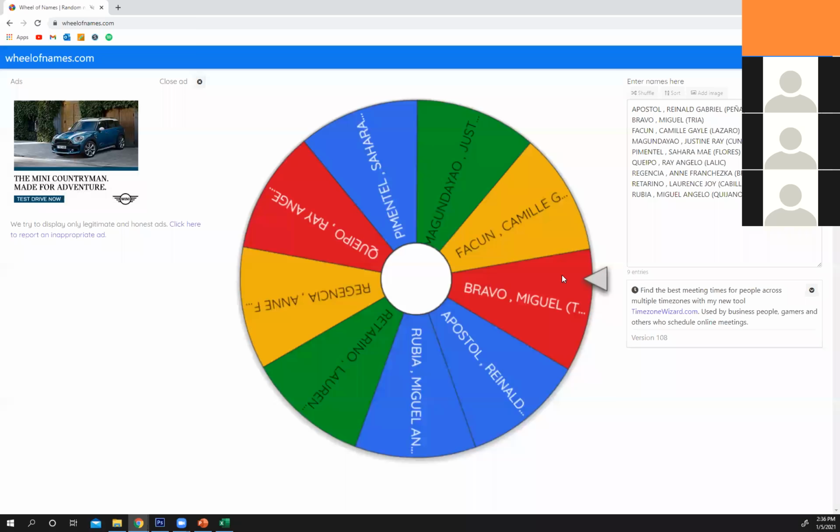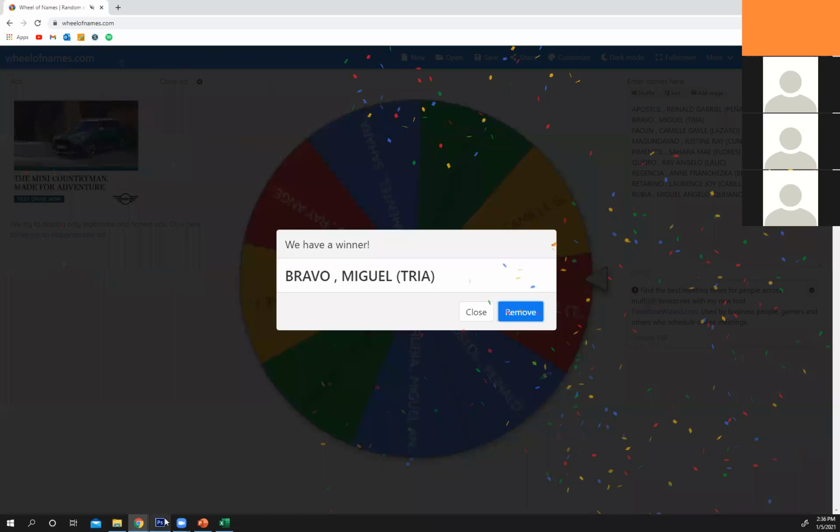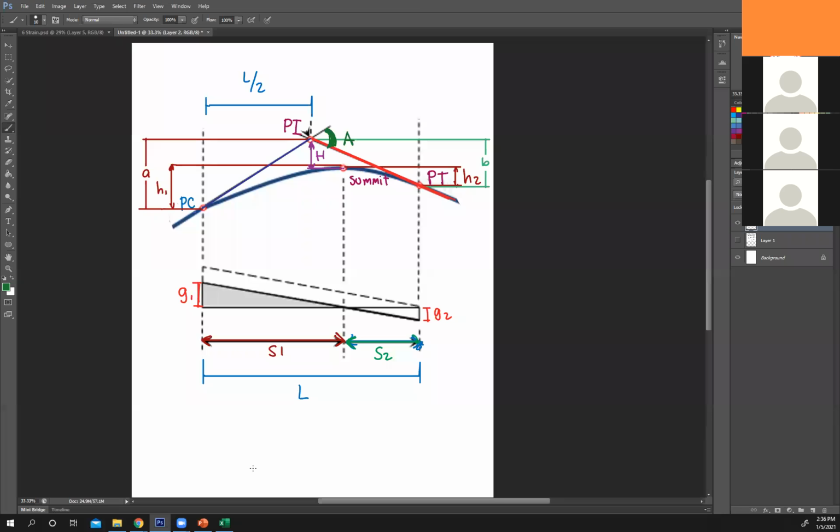Miguel. Yes, ma'am. Okay. Miguel, what do you call the slope of this? Slope po, ma'am. Yung G1 po. Yes, correct. G1.